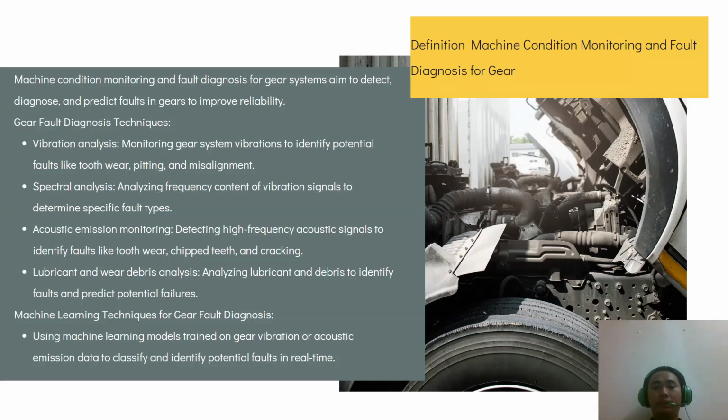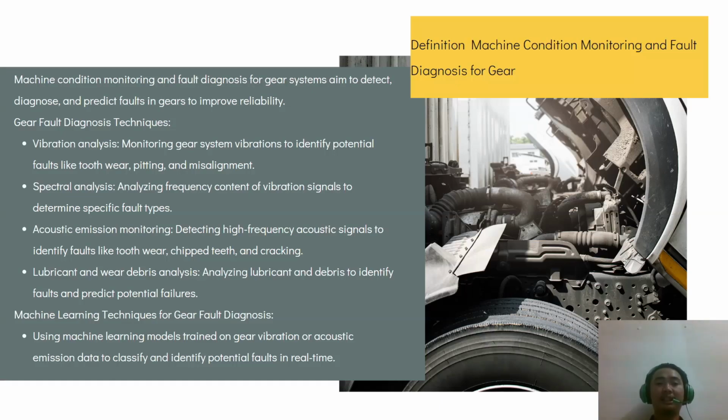Today I will talk about the definition of machine condition monitoring and fault diagnosis for gears. First of all, machine condition monitoring and fault diagnosis for a gear system is aimed at detecting, diagnosing, and predicting faults in gears to improve reliability. There are several diagnosis techniques for gear faults, but these are four that are usually used.